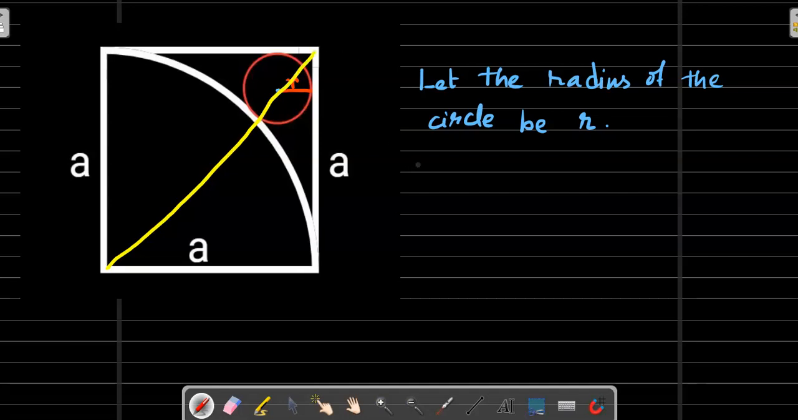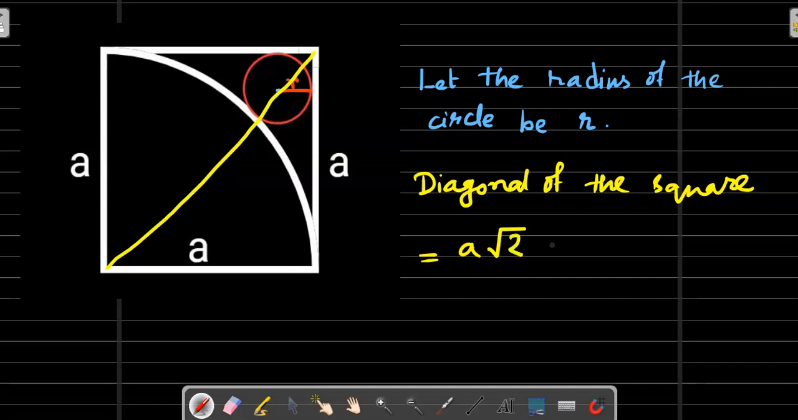Now what is the diagonal? Diagonal of the square is equal to a root 2. This is the formula for diagonal. If side is a, then diagonal of a square is a root 2. So this diagonal is a root 2.